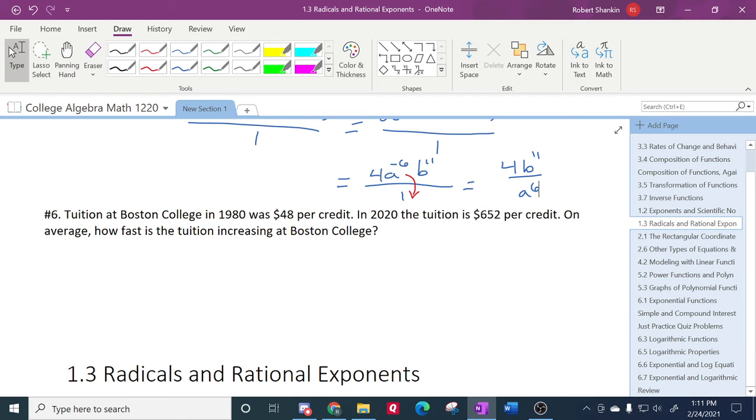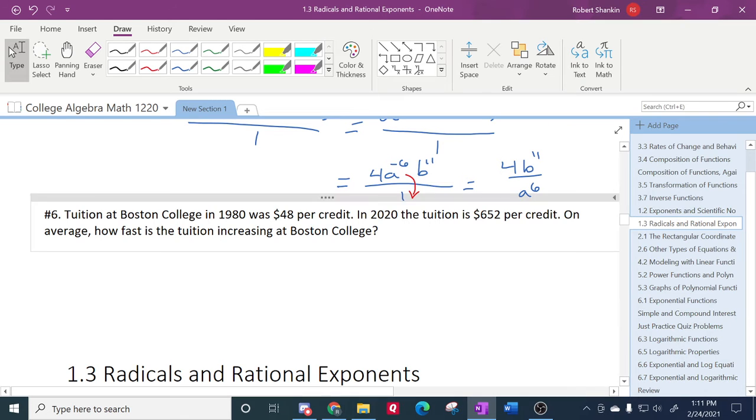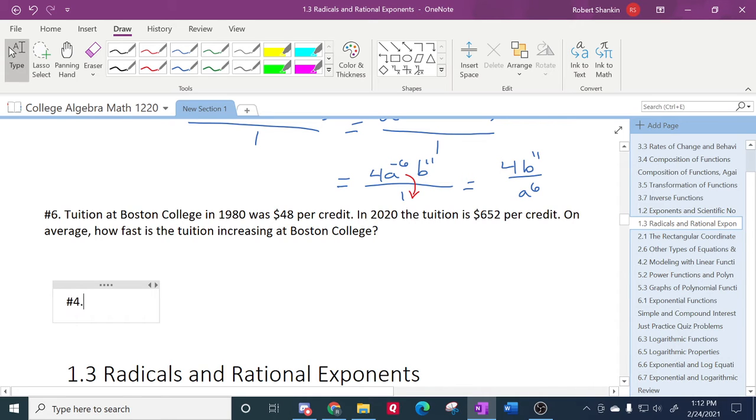Would you be able to do problem number 4 on page 29? Page 29, number 4. Explain what a negative exponent does. All right. Good question.